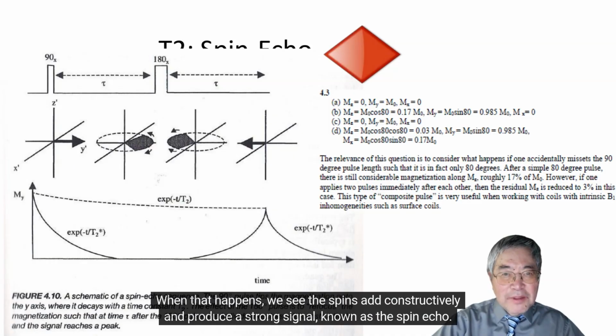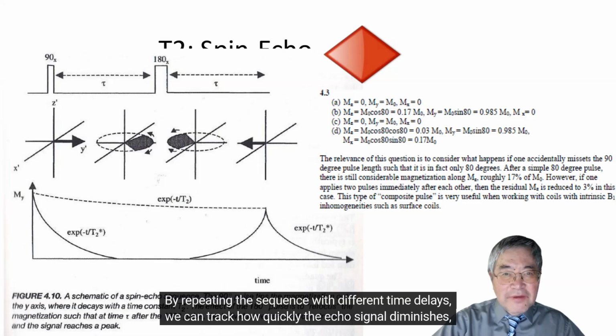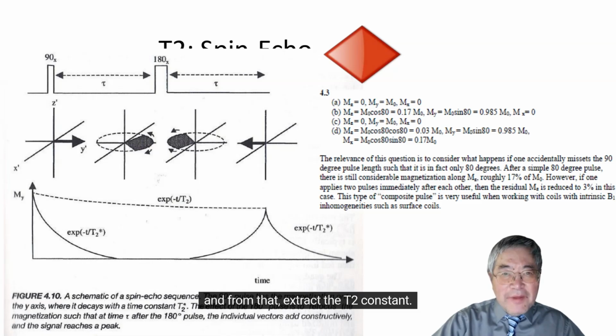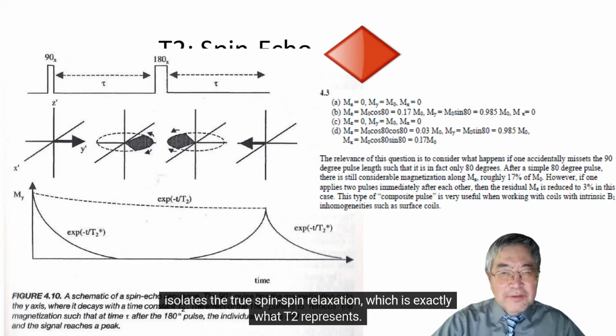When that happens, we see the spins add constructively and produce a strong signal known as the spin echo. The height of this echo decays with the true T2 relaxation time, not with T2 star. By repeating the sequence with different time delays, we can track how quickly the echo signal diminishes, and from that extract the T2 constant. This technique is both simple and powerful. It cancels out static inhomogeneities in the magnetic field and isolates the true spin-spin relaxation, which is exactly what T2 represents.